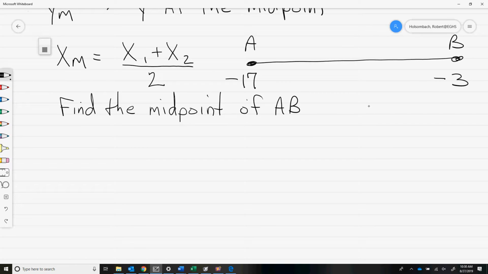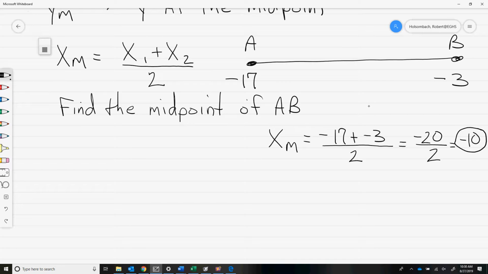So our x at the middle is equal to negative 17 plus negative 3 divided by 2. So in your calculator, negative 17 plus negative 3 should give you a negative 20, and you're going to divide it by 2, and that's equal to negative 10. So our midpoint, our x sub m, which is going to represent the midpoint, is located at negative 10. Questions? Add the two endpoints together, divide them by 2. It tells you where the midpoint is.